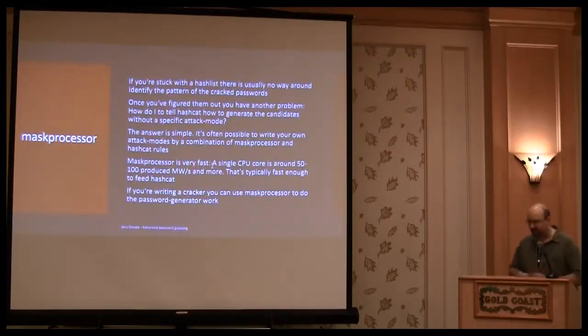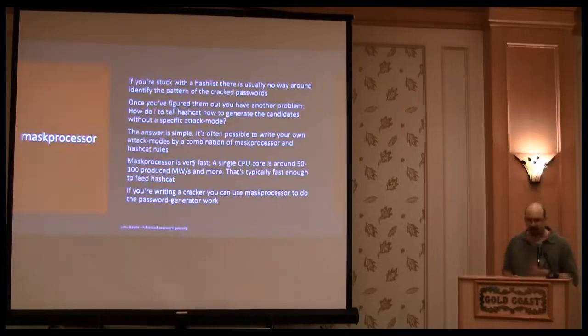It's very often the case that when you crack some hash list, you see some pattern in that hash list, and then you have the problem: how can I tell the password cracking tool to make use of the patterns I've identified? And that means very often that you have to write rules. Instead of writing rules, you can use mask processor to generate the rules. The mask processor is very fast, so that's one of the best parts of it.